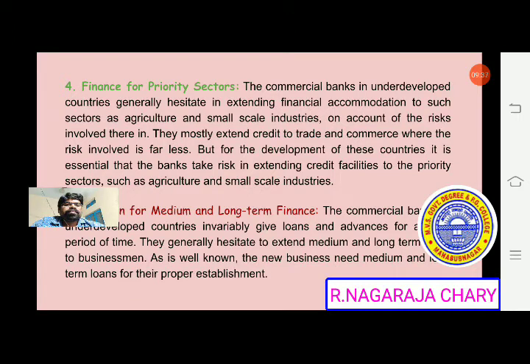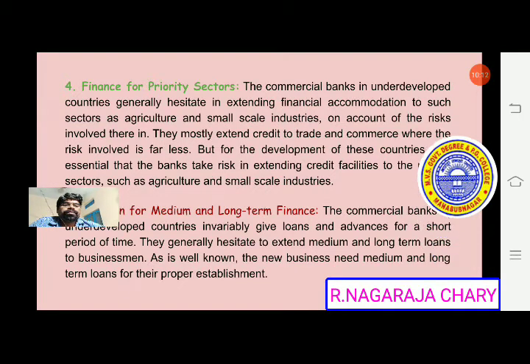So that's why finance is to be given importance. So that's why agriculture and the small scale industries are to be given most priority. So that's why finance is to be provided to the priority sectors, where most of the people depend upon them for their lives. So that's why finance is to be given to the priority sectors by the banks.